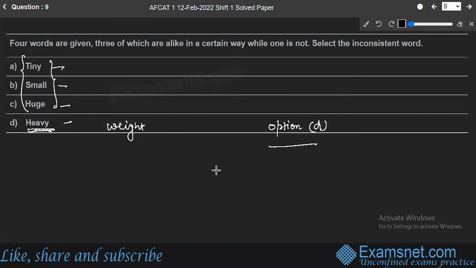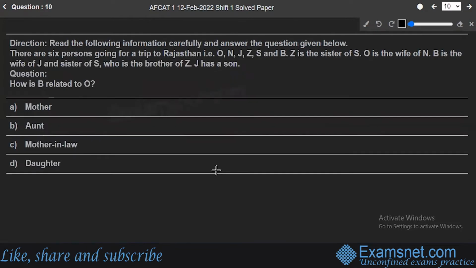Hope this is clear. Let's move. Next one. Question number 10. So, first of all, let's read the directions. You have to read the following information carefully and answer the questions given below.